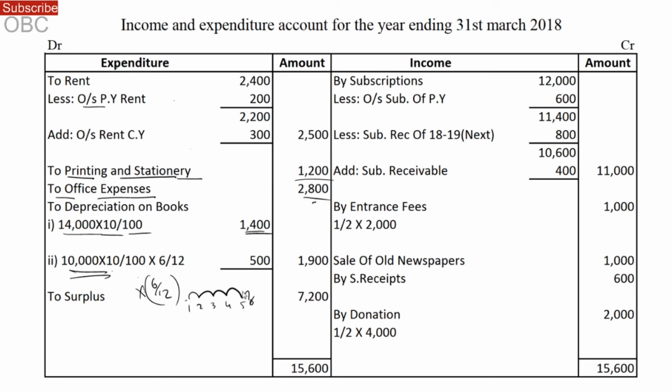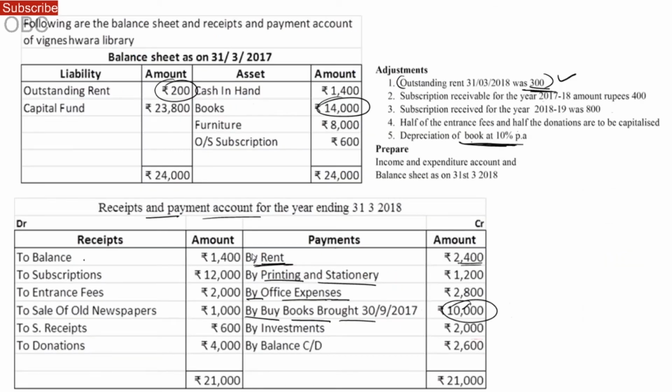We'll move on to income side. Then for that you need to come back to the receipts and payment account of this year. In the receipt side, they have given two balance brought down. We should not consider it because we'll be only focusing on the balance carry down. Okay, that is 2,600.